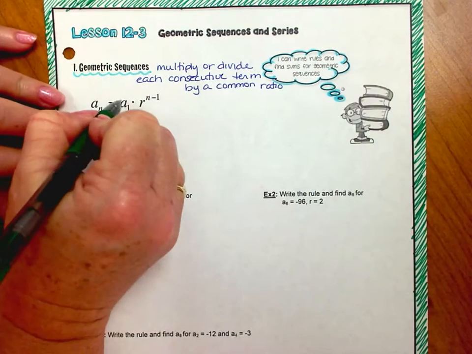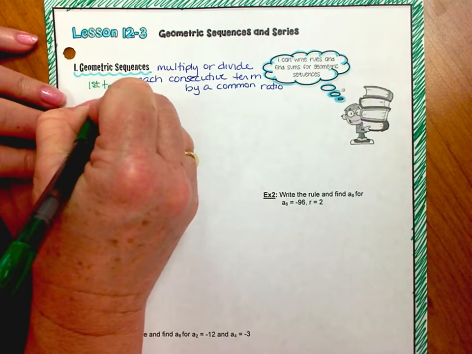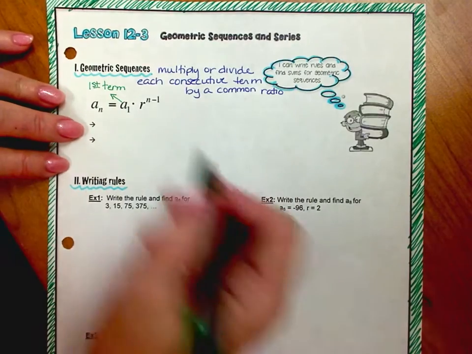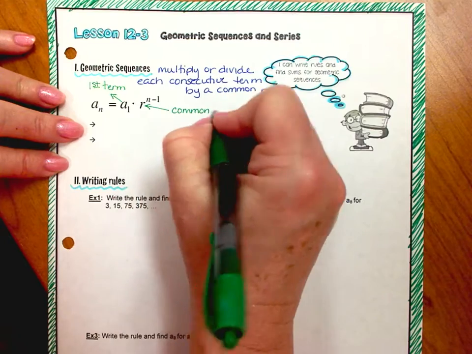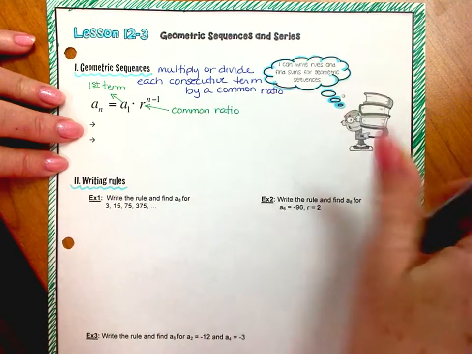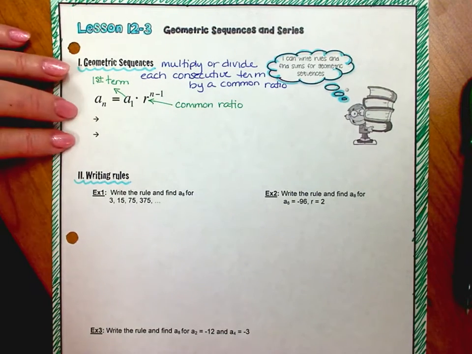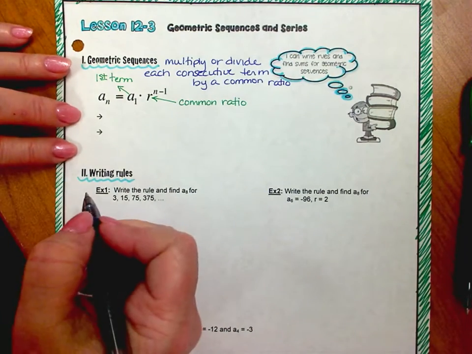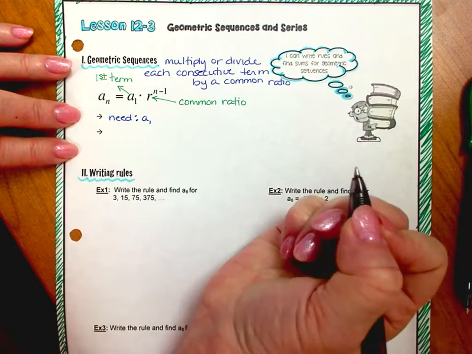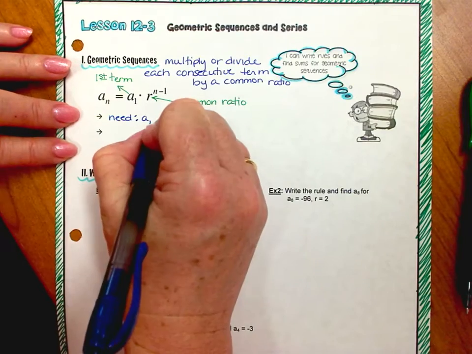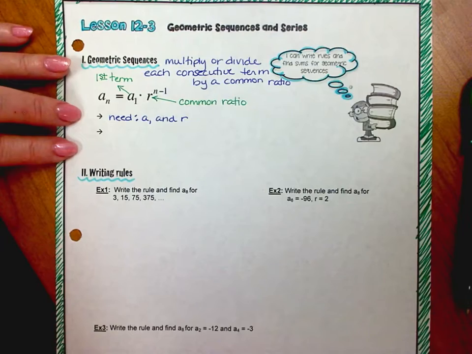So just like before, A sub 1 is going to be our first term. Sometimes it'll be given to you, sometimes you'll have to find it. And R is our common ratio. Okay, just like the arithmetic sequences, you need a couple of things to write the A sub n rule. With the geometric one, you are going to need the first term, just like before, and instead of the common difference, you are going to need the common ratio. So A sub 1 and R.